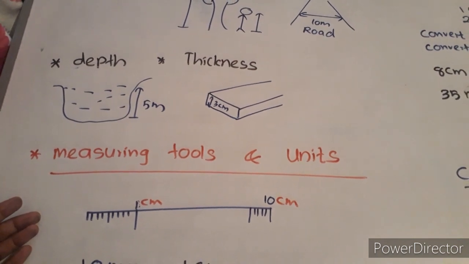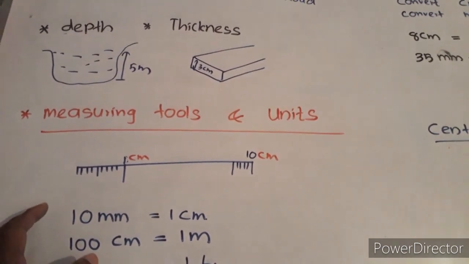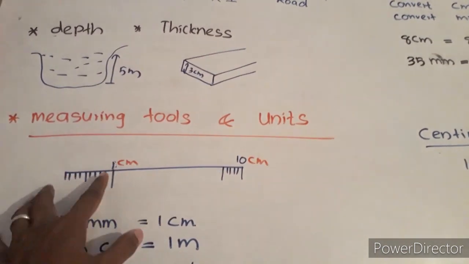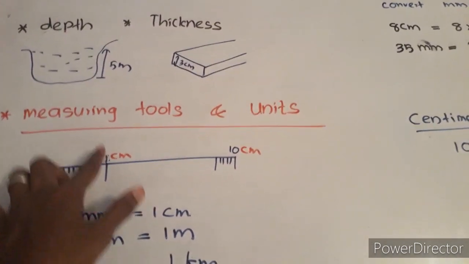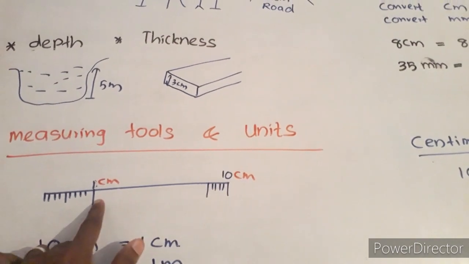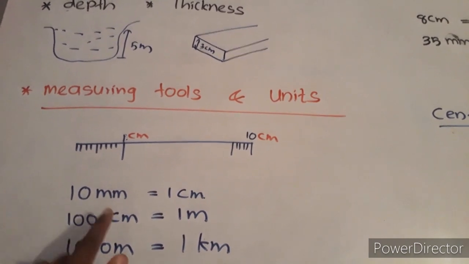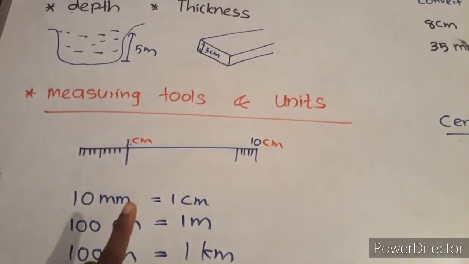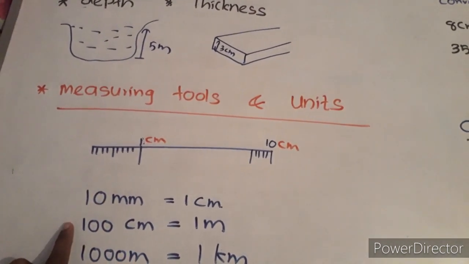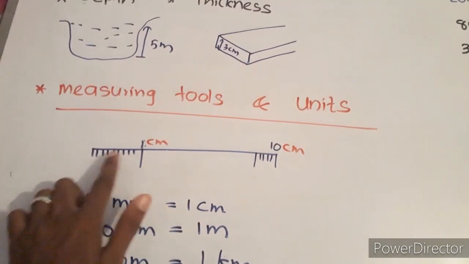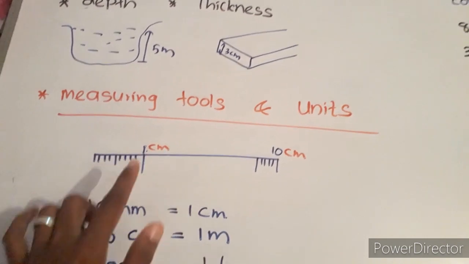So here we have to be familiar with the ruler. The ruler has 10 parts. The smaller parts we say millimeter, and the bigger lines shown are indicated as centimeters. So we'll see 10 millimeters is equal to 1 centimeter. 1 centimeter is equal to 10 millimeters. Here to here I have shown 10 parts. So 10 millimeters is equal to 1 centimeter.